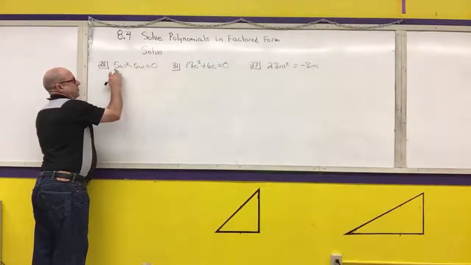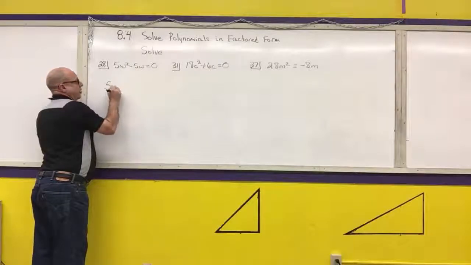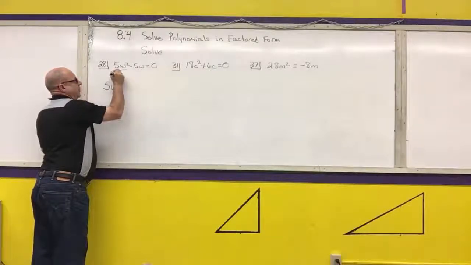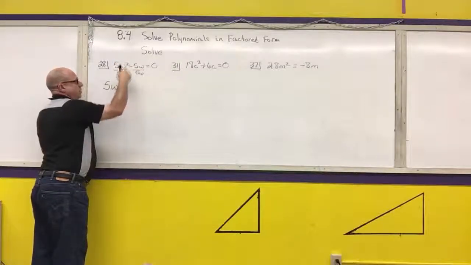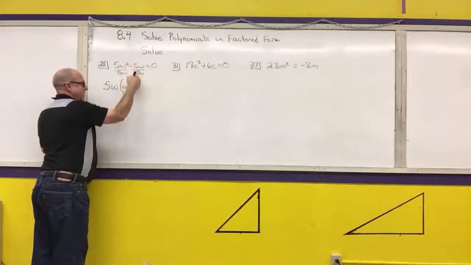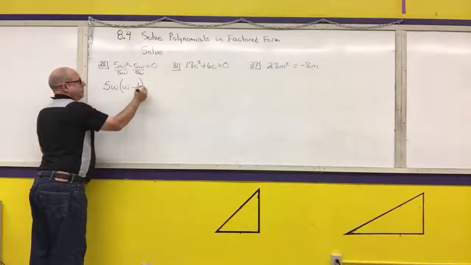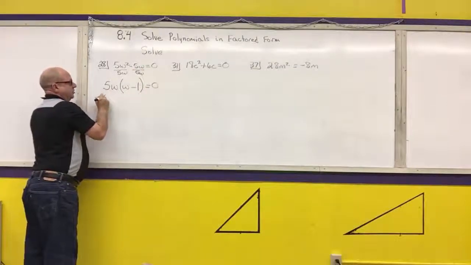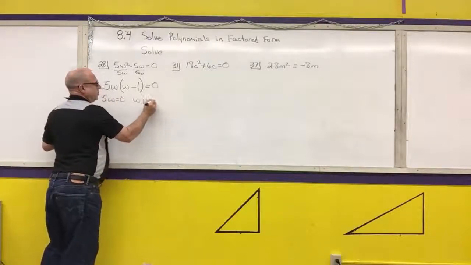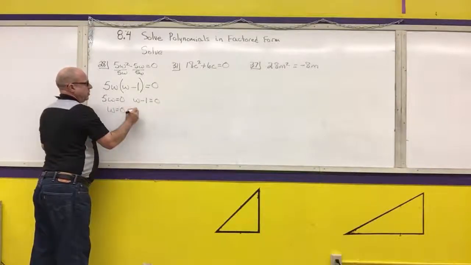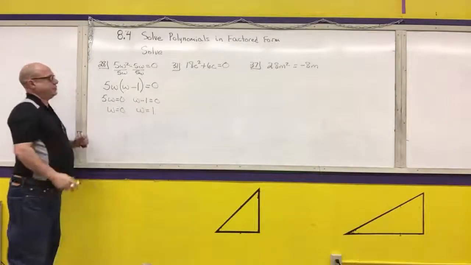So the greatest common factor between 5 and 5 would be 5. Lowest power of w's would be to the first power. Divide each term by 5w. 5 divided by 5 is 1. W squared divided by w is w. Negative 5 divided by positive 5 is negative 1. W over w is 1. Set each of these factors equal to 0. So I get 5w equals 0, and w minus 1 equals 0. So w is equal to 0 or 1.